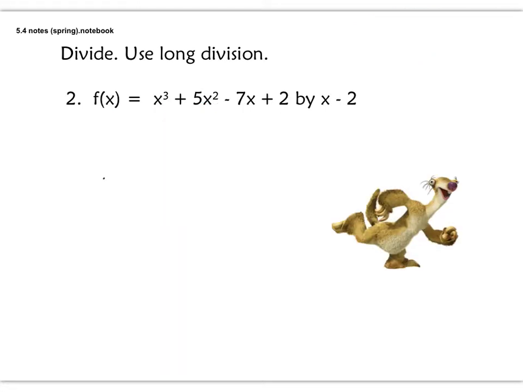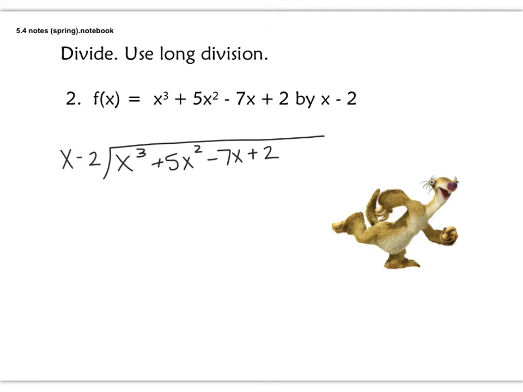All right, so let's go ahead and set it up. So we have x cubed plus 5x squared minus 7x plus 2 divided by x minus 2. As we get started, again, we're only looking at the first terms. What do you multiply x by to get x cubed? Well, we need an x squared. So whatever you put up top, then we distribute. X squared times x is x cubed. X squared times negative 2 is negative 2x squared.